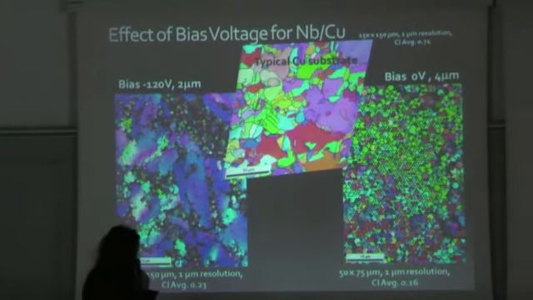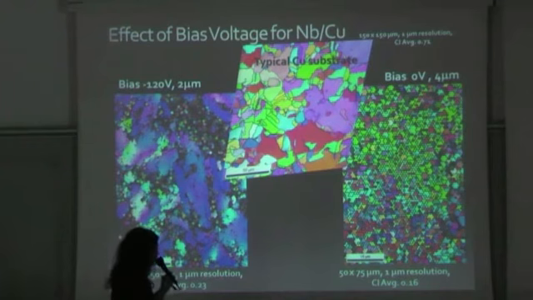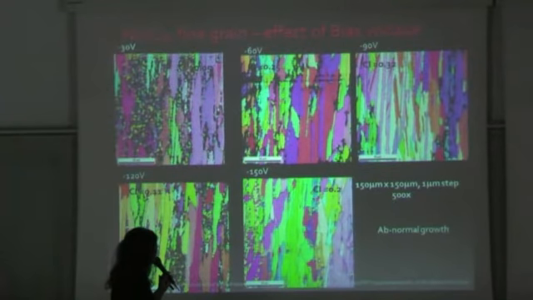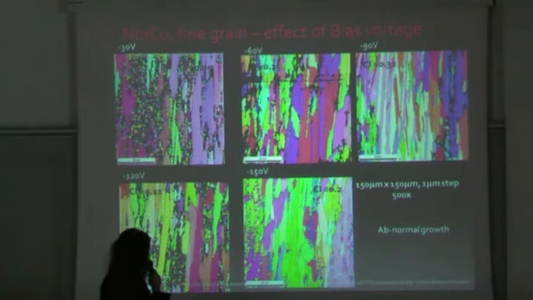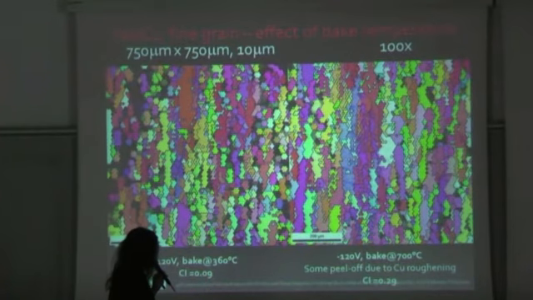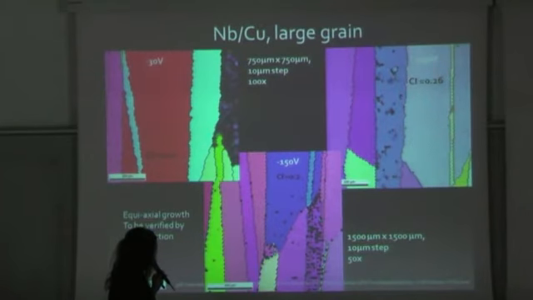The gray points correspond to points on the map that had a confidence index of less than 0.1. So this is another thing, as a function of the bias voltage, and you see as you increase the bias voltage, you actually get rid of some of these smaller grains due to abnormal growth. Okay. This is some EBSD map grown for large grain copper.